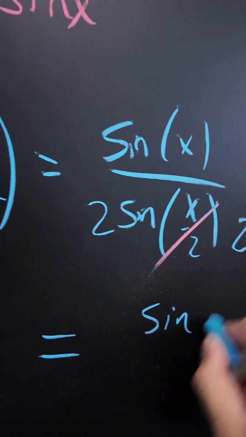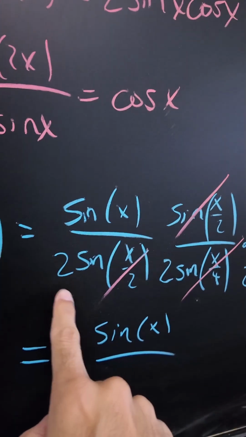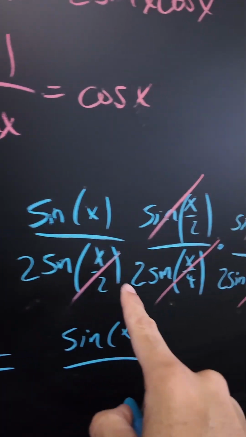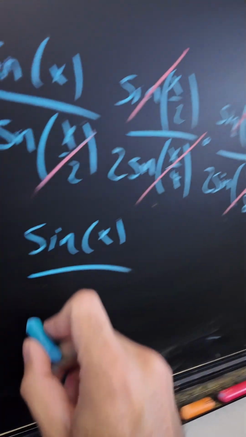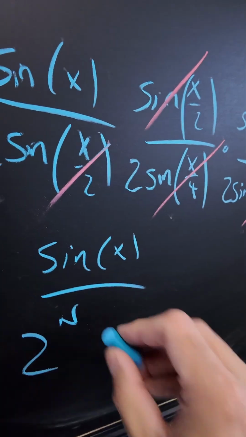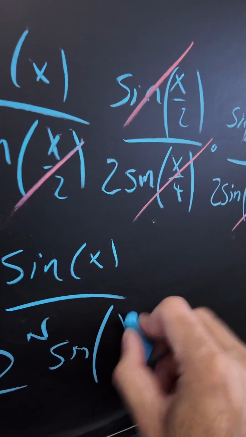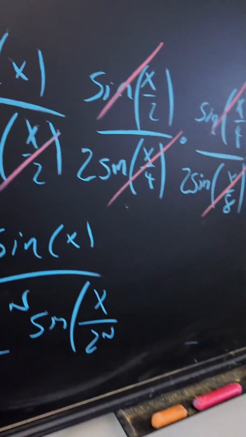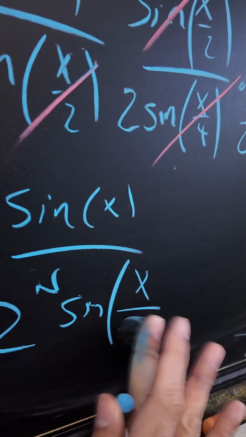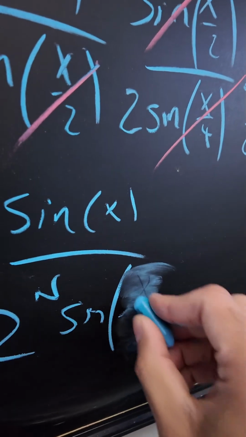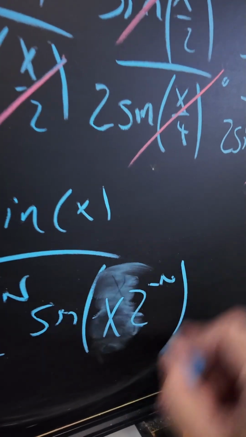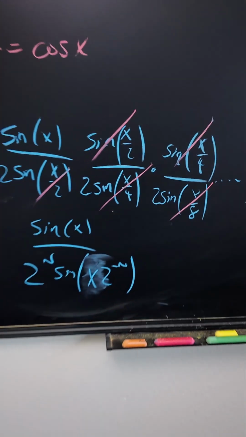So now we can go ahead and say that this entire infinite product is gonna equal sine, because that's what's left over, over, but then we have multiples of 2. So 2 times 2 times 2, n times. So we have 2 to the n, and now we're gonna have sine of x over 2 to the n. And for the purpose of what I'm gonna do, I'm gonna rewrite this as x 2 to the negative n. You're gonna see why I'm doing that in a second.